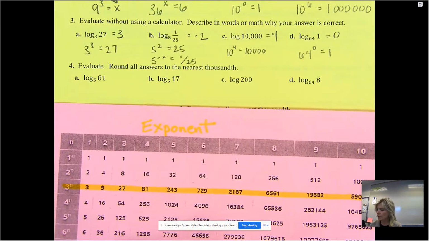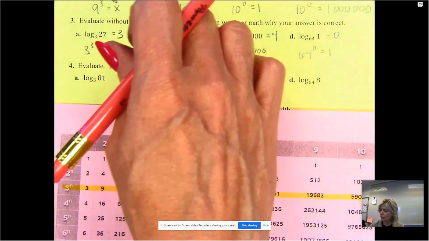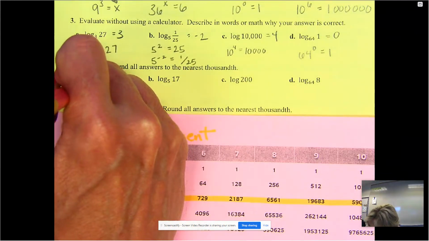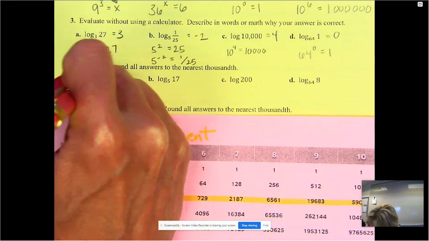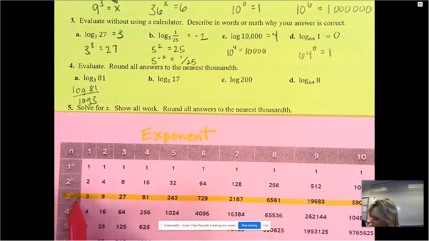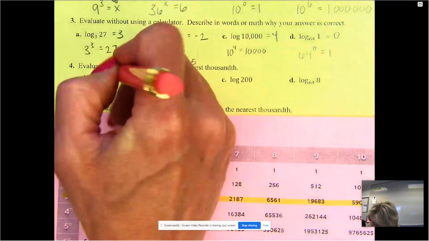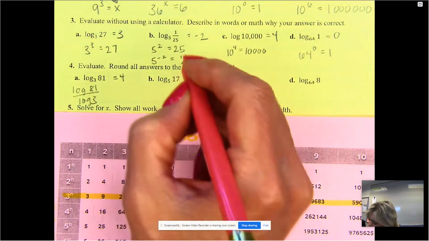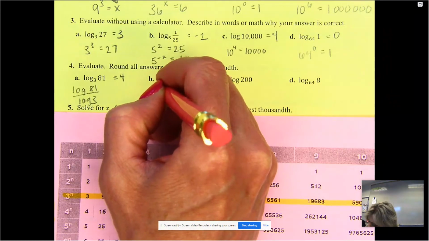All right, for the next section, I can just use the calculator to evaluate. So for each of these, I'm going to use the change of base formula. So for A, I will find the log of 81 divided by the log of 3. I actually could use the sheet for A because 81 is a power of 3. So either way, the answer should be 4.